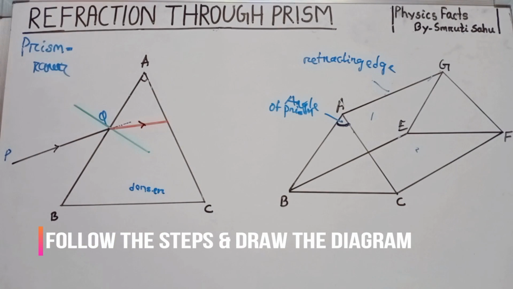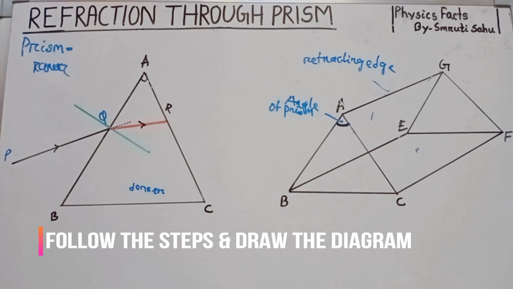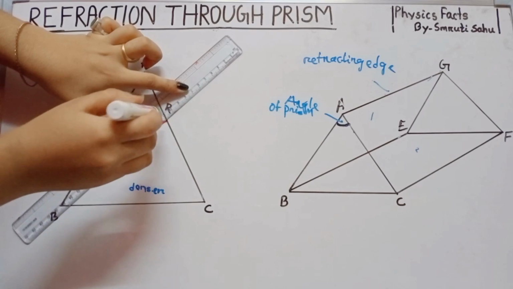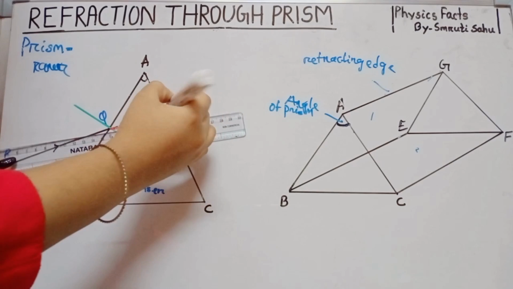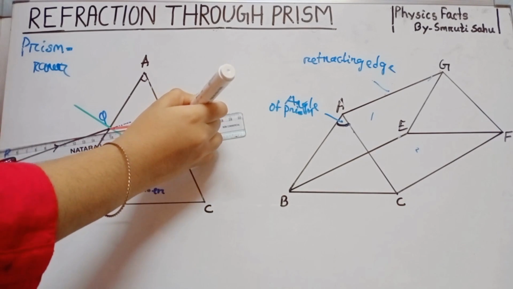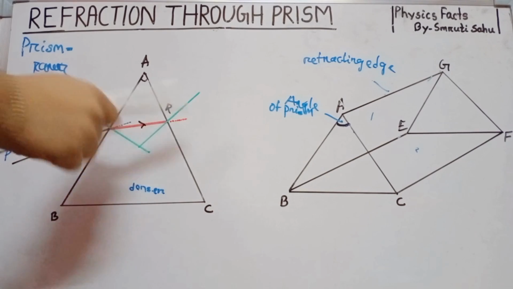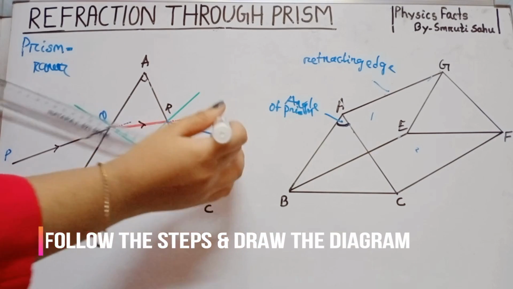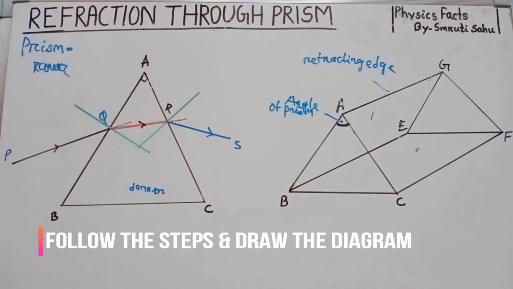Take this point as R. Also, draw the normal at point R for the second refracting surface. Here this one is the actual path of this refracted ray, but as it passes from denser to rarer medium, it goes away from the normal. So this one is the emergent ray. Take it as RS. RS is the emergent ray.